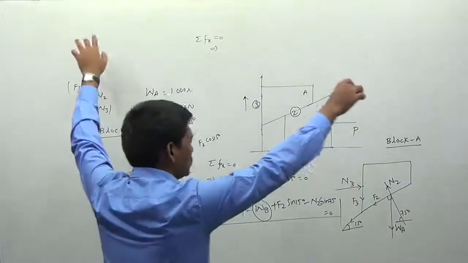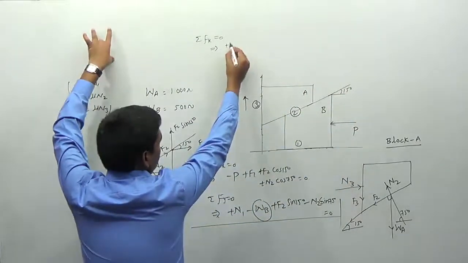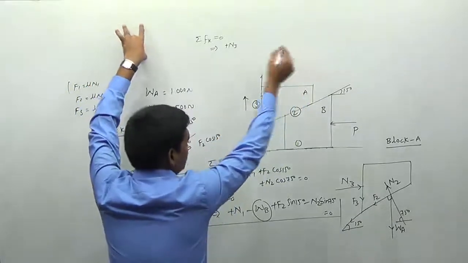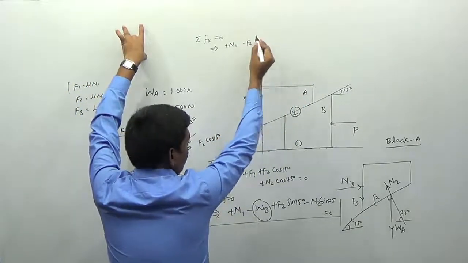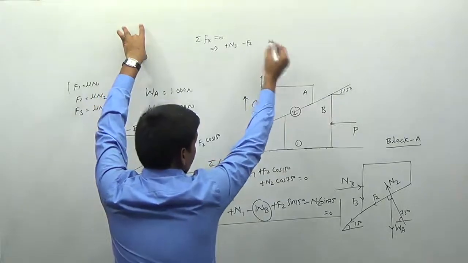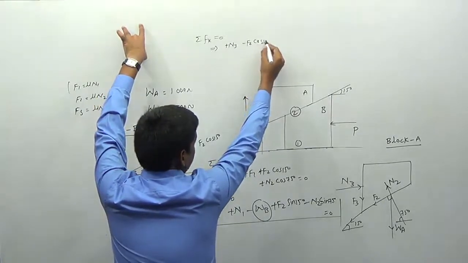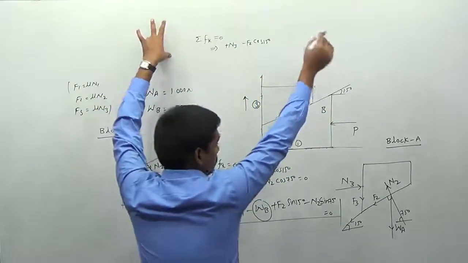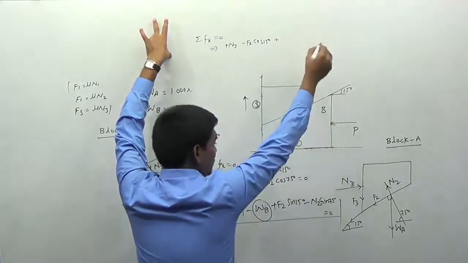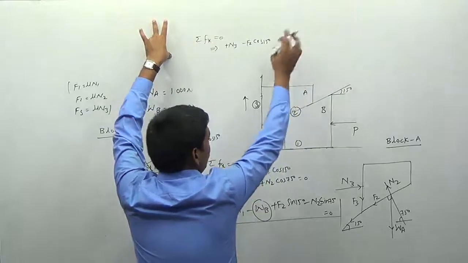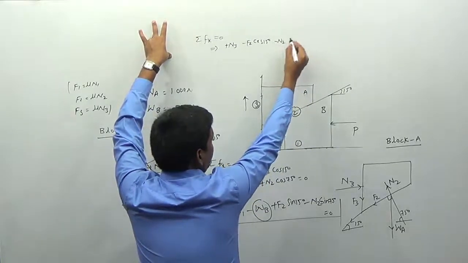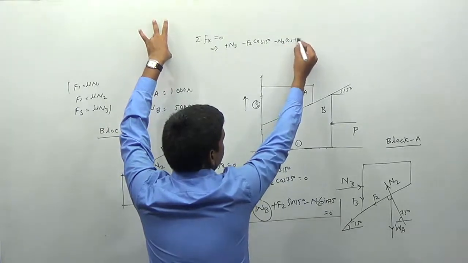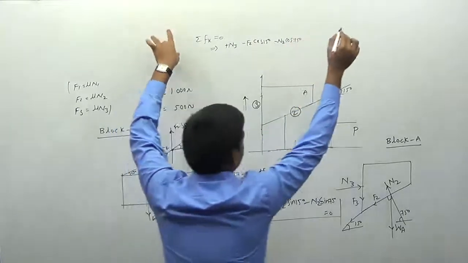Now I am writing the equations of equilibrium. So N3 is acting towards positive x, so plus N3. And I can write minus F2 into cos 15 because it is moving along the negative x direction. And next we have the force N2. N2 is moving in the second quadrant. Therefore I can write this one as minus N2 multiplied by the value of cos 75 degrees, is equal to 0.